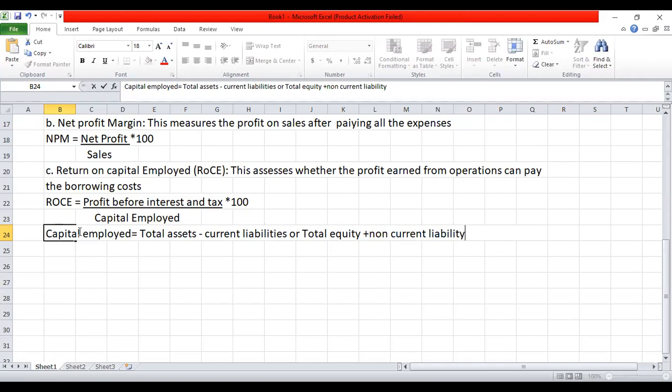So as we have already said, in this ratio, your interest is to show whether the profit you are earning can be able to pay your interest or your borrowing costs.